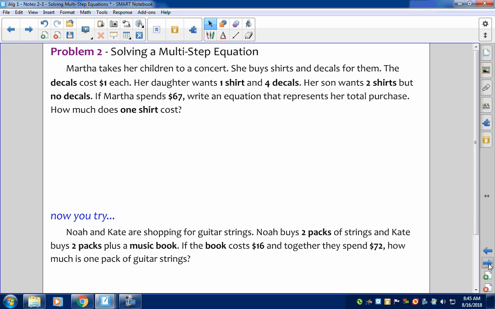Her son wants 2 shirts but no decals. If Martha spends $67, write an equation that represents her total purchase. How much does 1 shirt cost? So we're going to be solving for the cost of one shirt. So let's go ahead and define our variable. Let x equal the cost of a shirt.